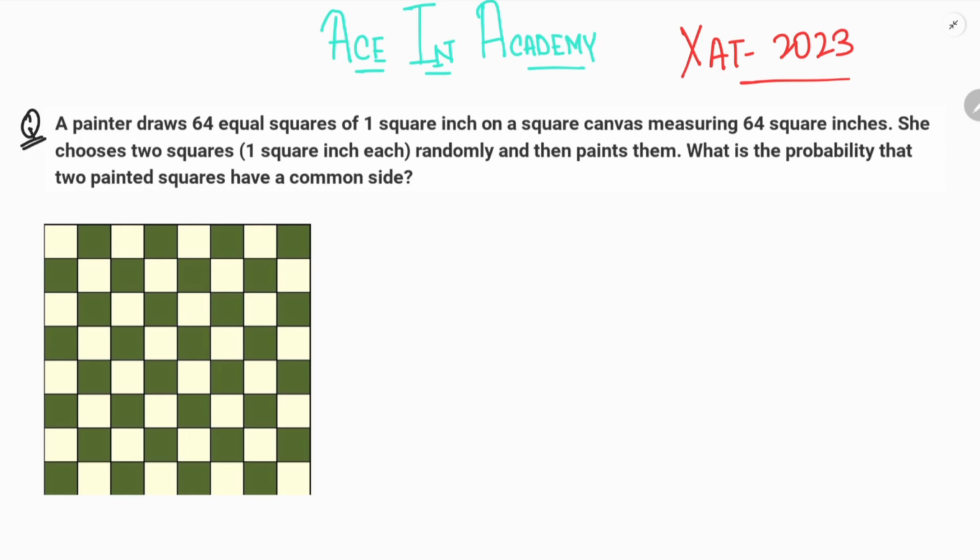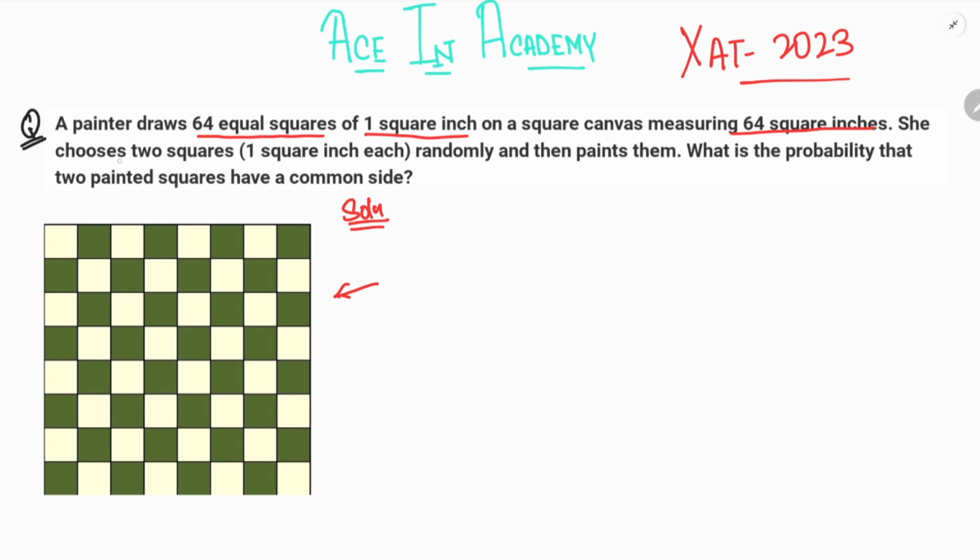I hope that you've tried the question and you've got the solution, and if you didn't, then let's check the solution. We are given that a painter draws 64 equal squares of 1 square inch on a square canvas measuring 64 square inches. So basically what she draws is a chessboard, because a chessboard is of a square size and it is made of 64 small squares, each of equal size. So I will get something of this kind.